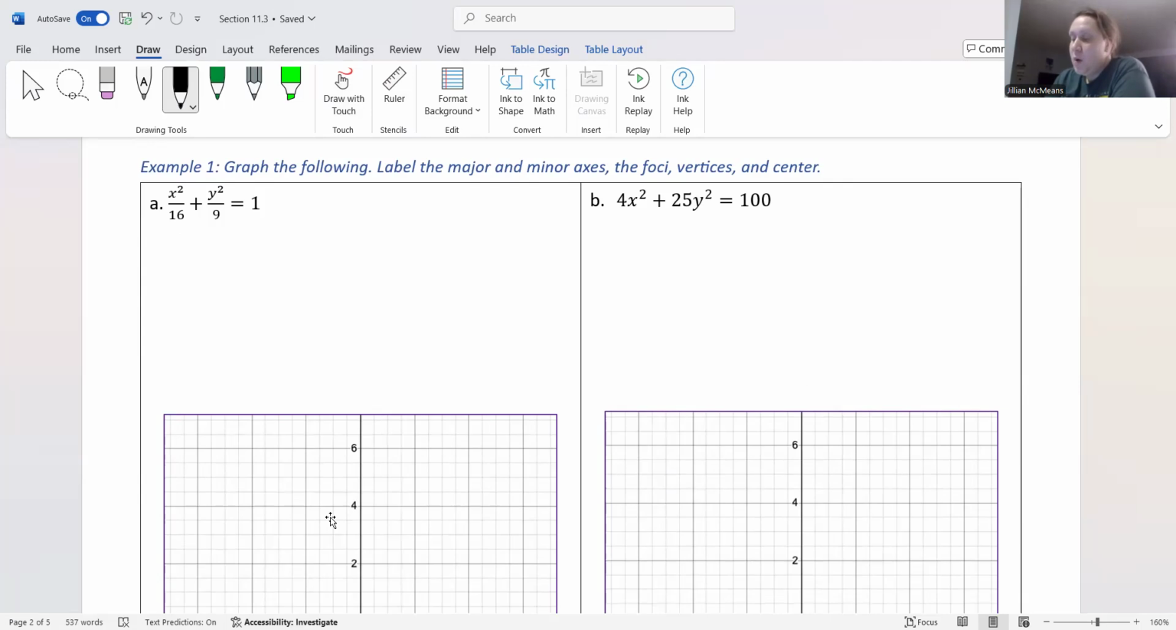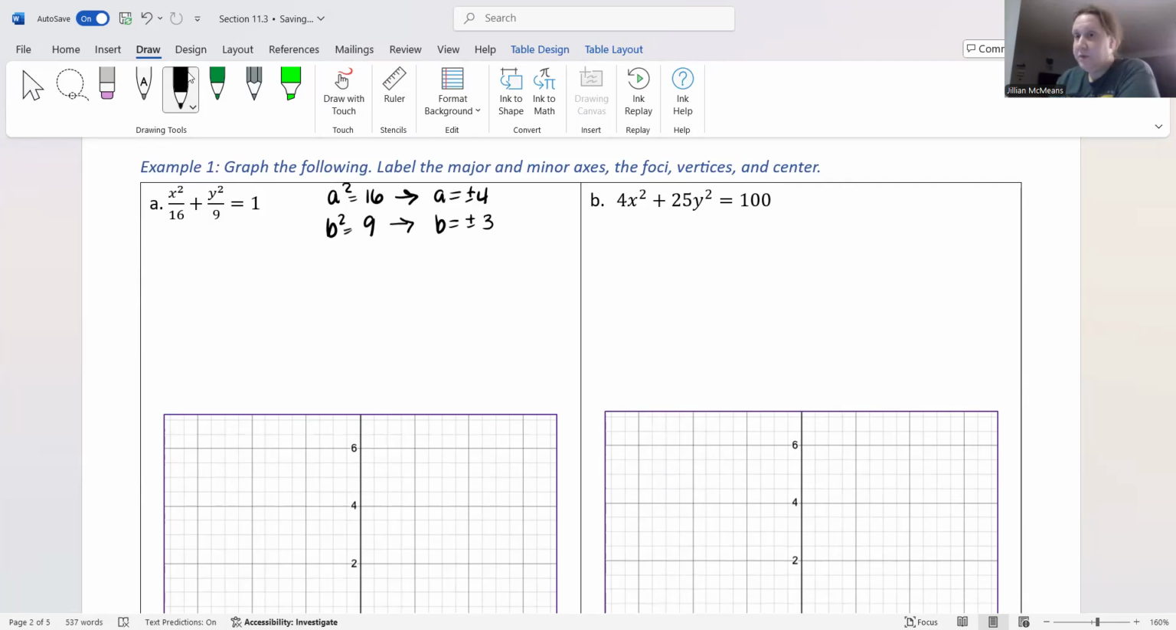What's happening here is we have x squared over 16 plus y squared over 9. What we know is that a is always the bigger of the two. So a squared is 16, which tells me that a is plus or minus 4. We know that b squared is 9. Remember, a is the bigger of the two denominators, b is the smaller of the two denominators. So that tells me that b is plus or minus 3.